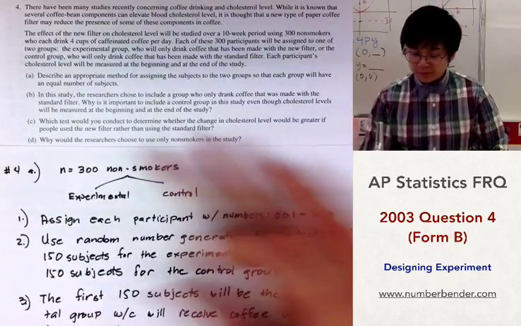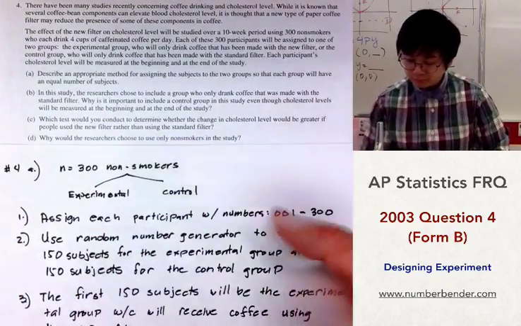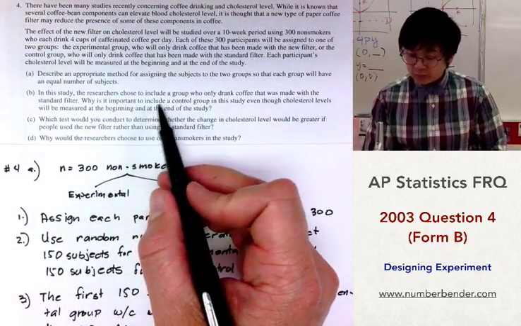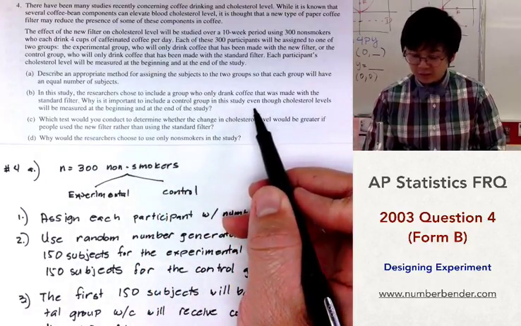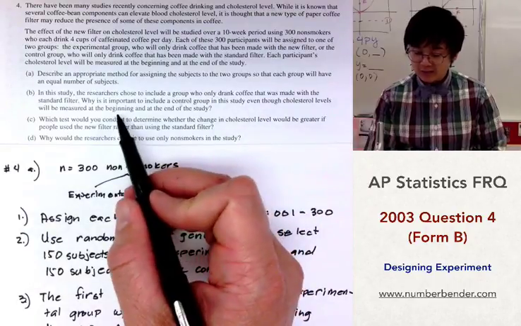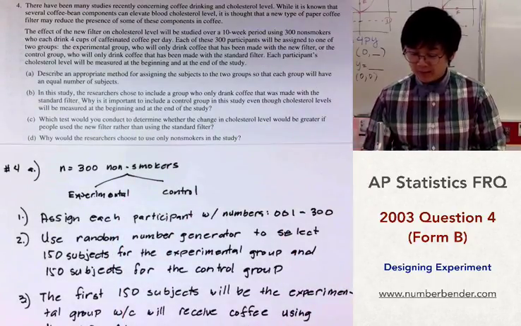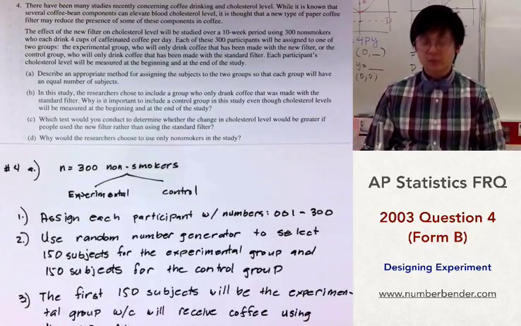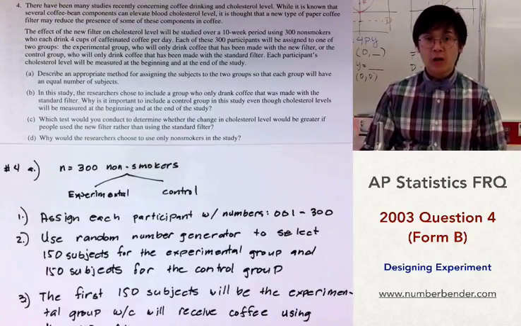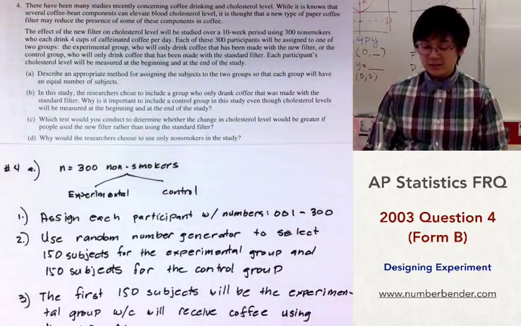Now for problem letter B, we're supposed to choose to include a group who only drank coffee that was made with the standard filter, and we're asked why is it important to include a control group in the study, even though cholesterol levels will be measured at the beginning and at the end of the study. In this question, we are just asked to justify why we need to use a control group in this particular experiment.